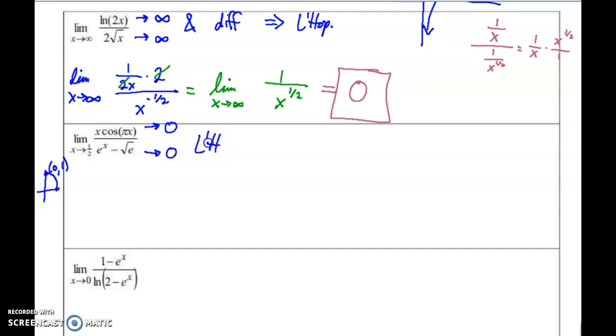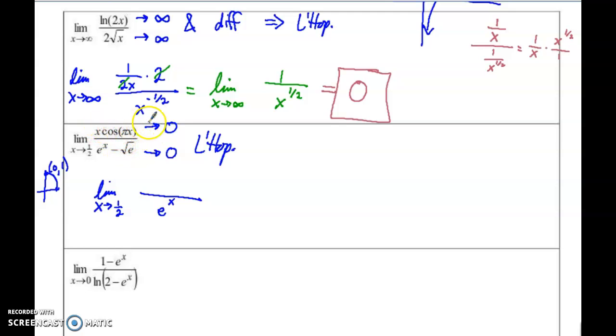So we can say L'Hopital's applies. We have 0 over 0. And now we can take the derivative of top and bottom. Limit as x approaches 1/2. Now maybe you start with the denominator, because the derivative of e to the x is e to the x. Now remember, this is a constant. I don't know what e to the 1/2 power is, but I know it's always the same number.